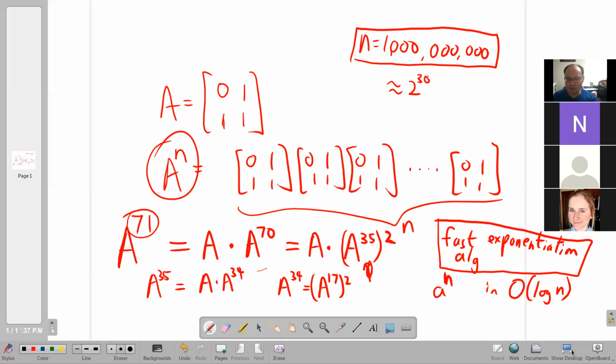So this is something that you may or may not have seen before, fast exponentiation. Sometimes, depending on who teaches 3620, they would talk about fast exponentiation. I don't know if you saw that last term. Yeah, we saw it a bit.